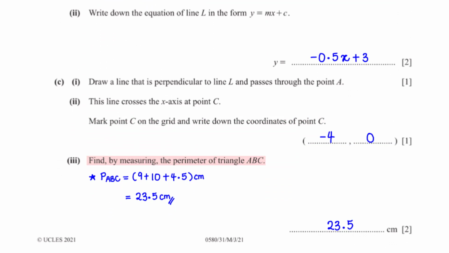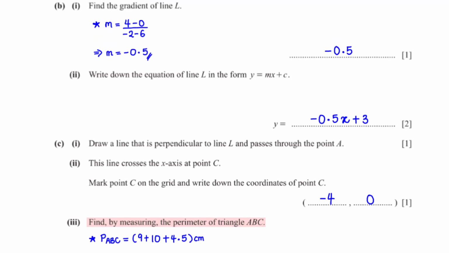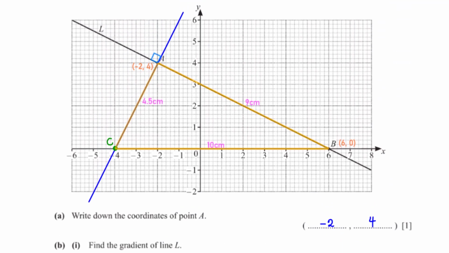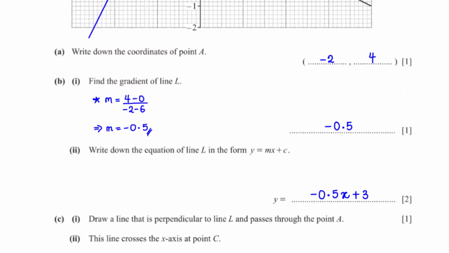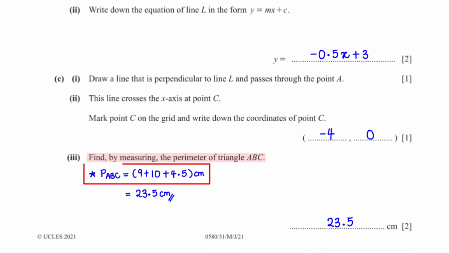On the grid, we've marked point C, and we see that point C has coordinates -4, 0. Find, by measuring, the perimeter of triangle ABC. Using a ruler, we measure the sides of triangle ABC. So we have 9 centimeters, 4.5 centimeters, and 10 centimeters. So for the perimeter of triangle ABC, we sum up all the sides. This gives us 23.5 centimeters.